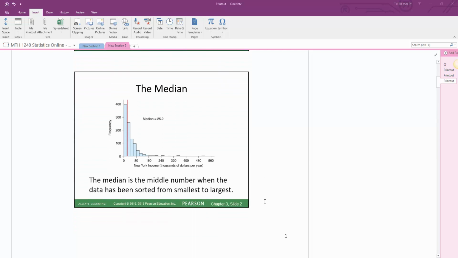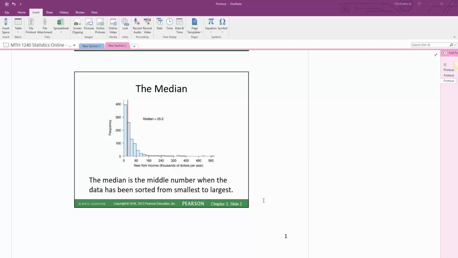Next slide, I just want to talk about what the median is. The median is where we take all our data values and arrange them from smallest to largest, and you find the value right in the center. So it separates your data in half.